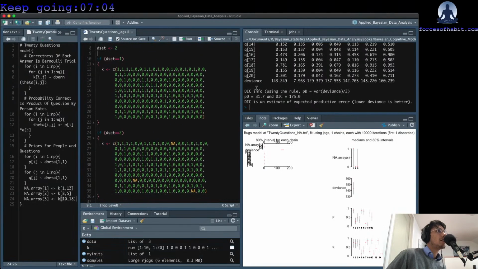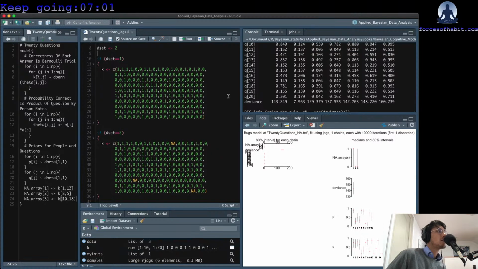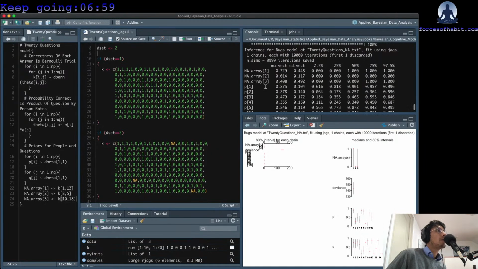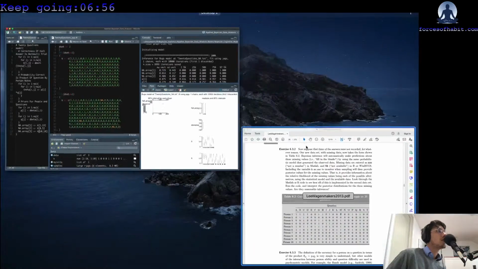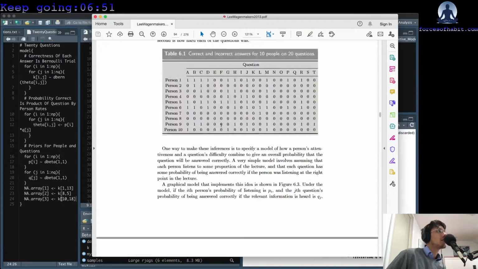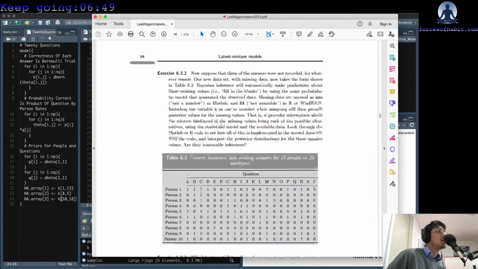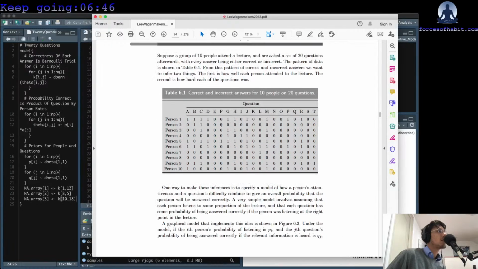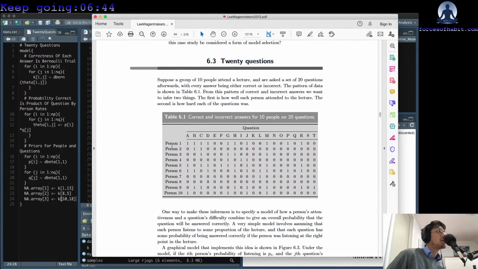Oh, and one other thing that I guess we didn't do here is just to look at what was the actual answers to each of these questions. Is it the same data set just with holes? Yeah, it looks like the same data set just with holes. So person 1, question 13. Oh, this is not numbered. It was correct, and it got it correct.